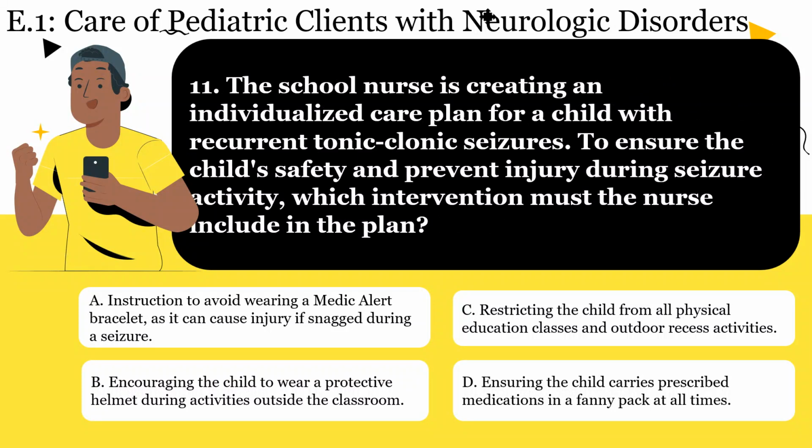Of course, when you're talking about this management, including the plan of care, the best answer is letter B. Letter C is eliminated because that's absolute, all physical education. Letter D is also eliminated because it's absolute, at all times. So, for a child who suffers from recurrent seizure, it is considered important for you to encourage the child to wear a protective helmet. The child should also be instructed to avoid contact sports and swimming, and of course, instructed as well to wear a medic alert bracelet.